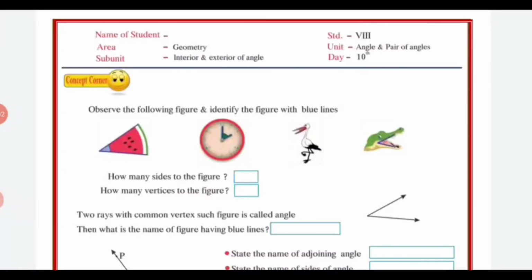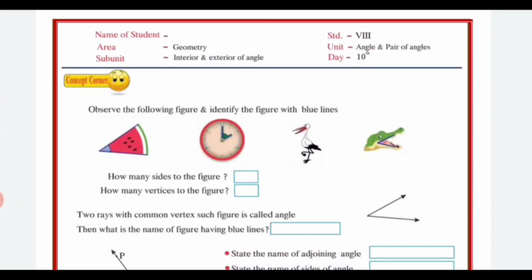So children, in this video we have come to day 10. Day 10 is dealing with geometry once again. The area is geometry, the unit is angle and pair of angles, and the subunit is interior and exterior of angle. So the concept corner is given.